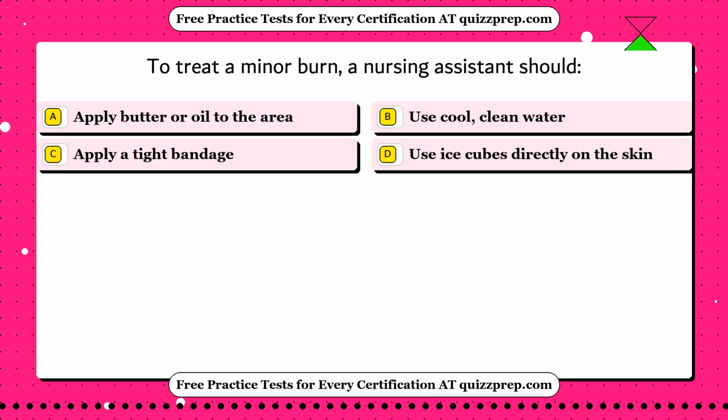Question 34. To treat a minor burn, a nursing assistant should: Option A, apply butter or oil to the area. Option B, use cool, clean water. Option C, apply a tight bandage. Option D, use ice cubes directly on the skin.